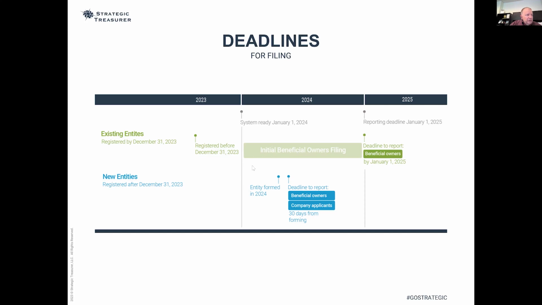Any changes that occur during 2024 and on have to be reported in 30 days, or if there's an error and you're correcting it, within 30 days of the discovery of the error. So we can think it's a long time till January 1st, 2025, but it's not. You have to file before then, and you have to set up a process to report beneficial owners and company applicants prior to that time. So I know that's going to generate dozens of questions.